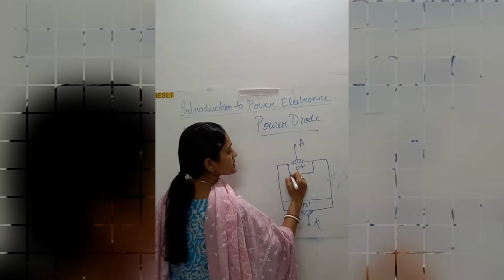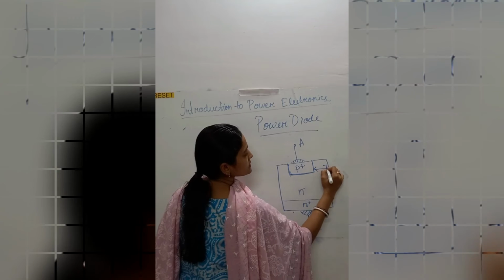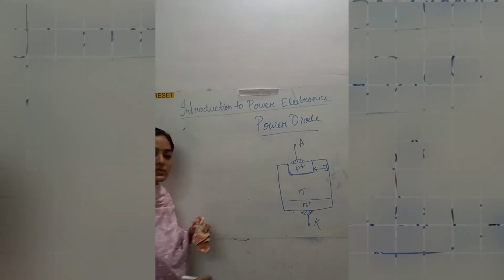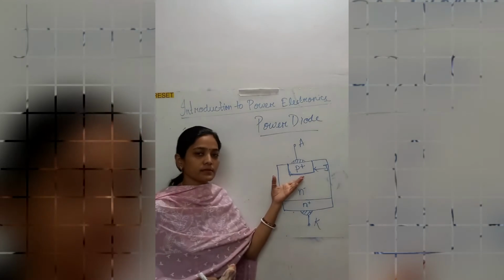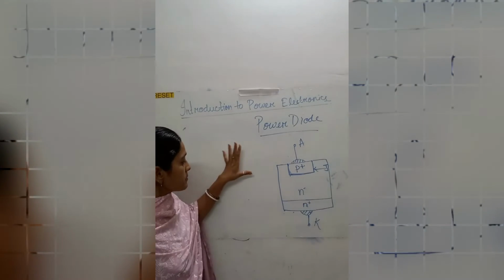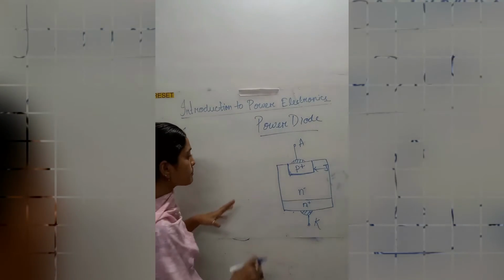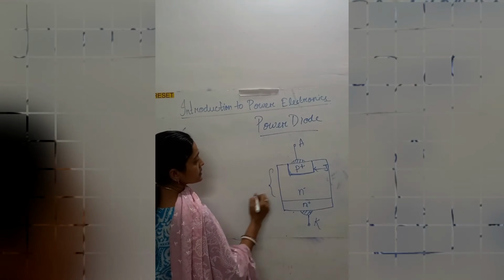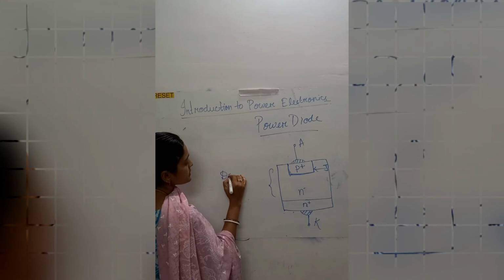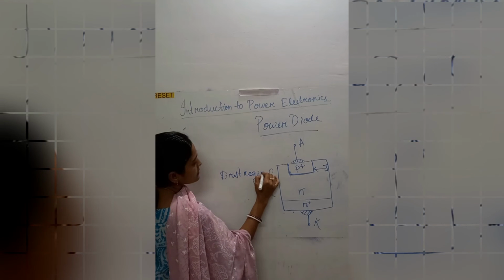Now where is the junction? This is the junction. This is the junction. This is the depletion layer. Now this region, this N minus region, gives the drift region, or this is the depletion region. This gives the drift region. We say it drift region.